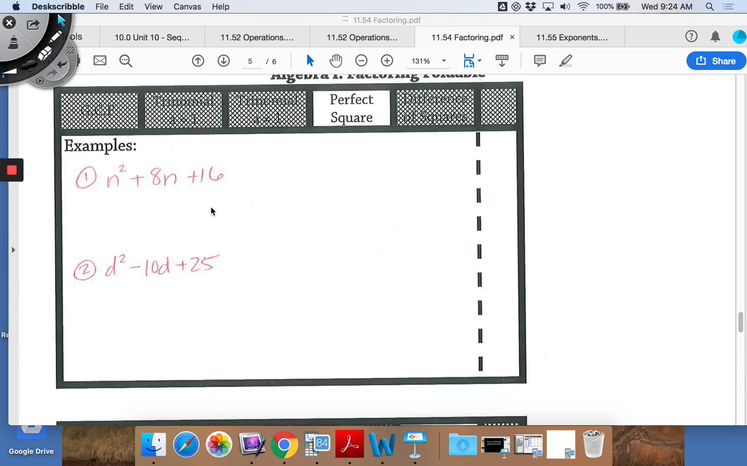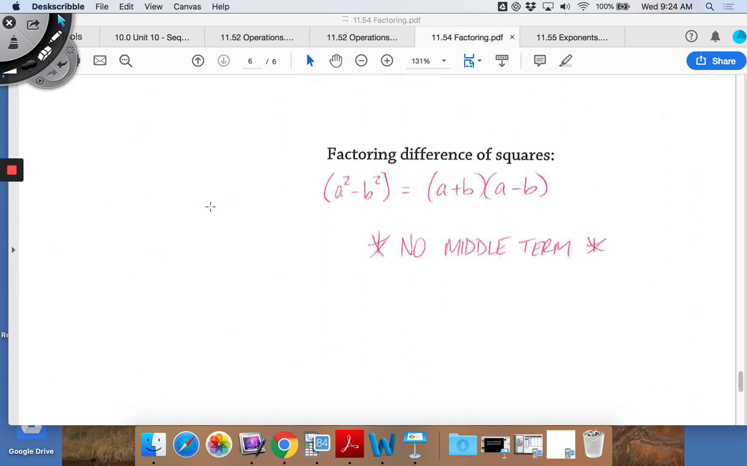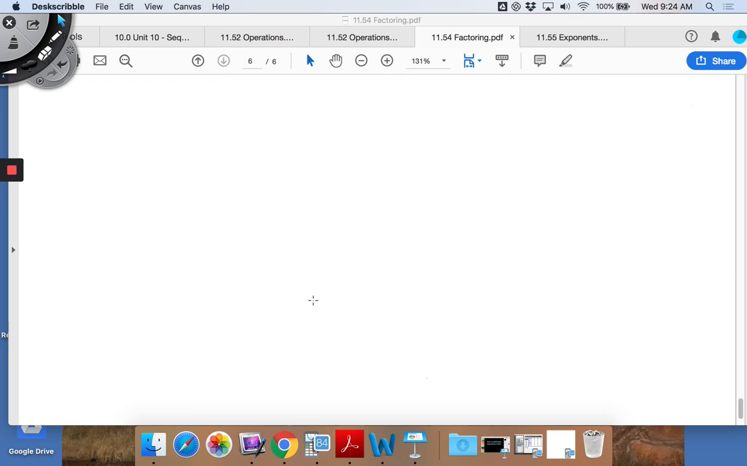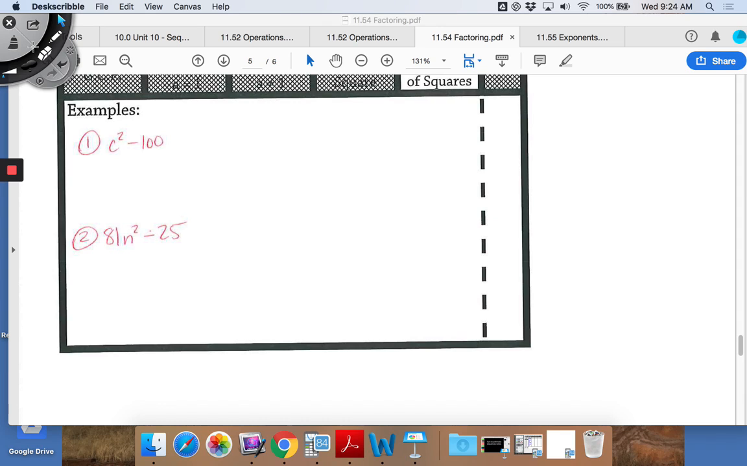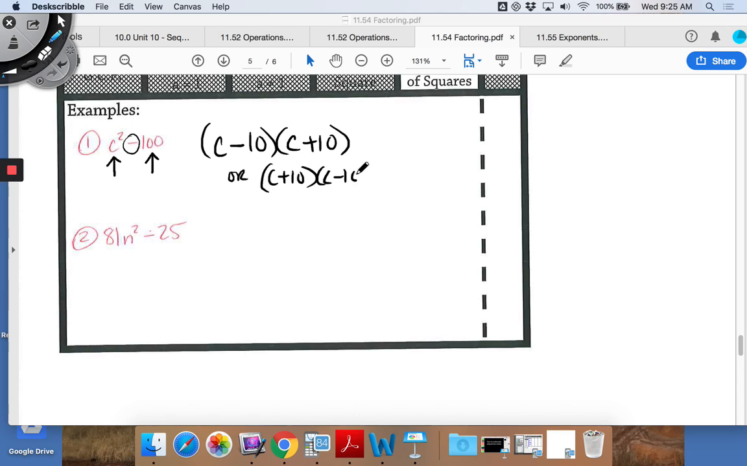Last one is difference of squares. Difference of squares is when there's no middle term at all. So you're going to notice you have a squared plus or minus b squared, and so this is how we factor that. So it's actually easier to just look at examples for this one. So you notice this is c squared minus 100. C squared is a perfect square, 100 is a perfect square, and it's the difference of, because there's a minus. So it would be c minus 10, c plus 10. Or if you wrote it the other way, c plus 10, c minus 10, that is exactly the same, so it doesn't matter the order.